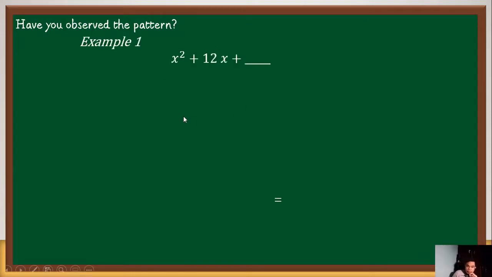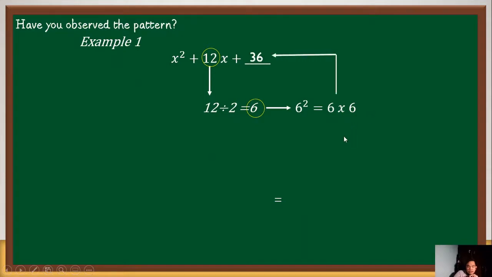Okay, now let's have this example. So what will complete x squared plus 12x? What should be the third term so that we can say this expression is a perfect square trinomial? Okay, so to identify that, ang gagawin natin is take the numerical coefficient of the middle term, which is 12. Kukunin natin yung kalahati ng 12. So 12 divided by 2 is equal to 6. Then get the square of 6. 6 square is equal to 6 times 6, which is equal to 36.